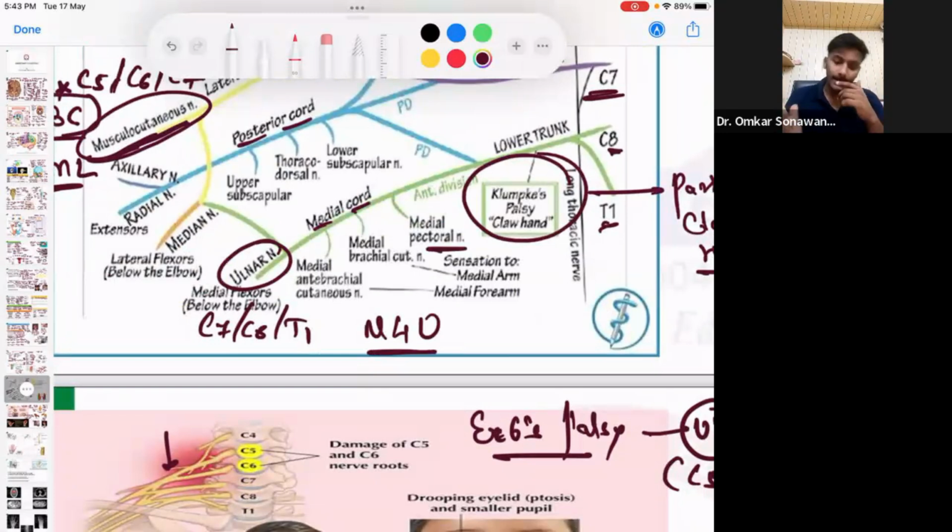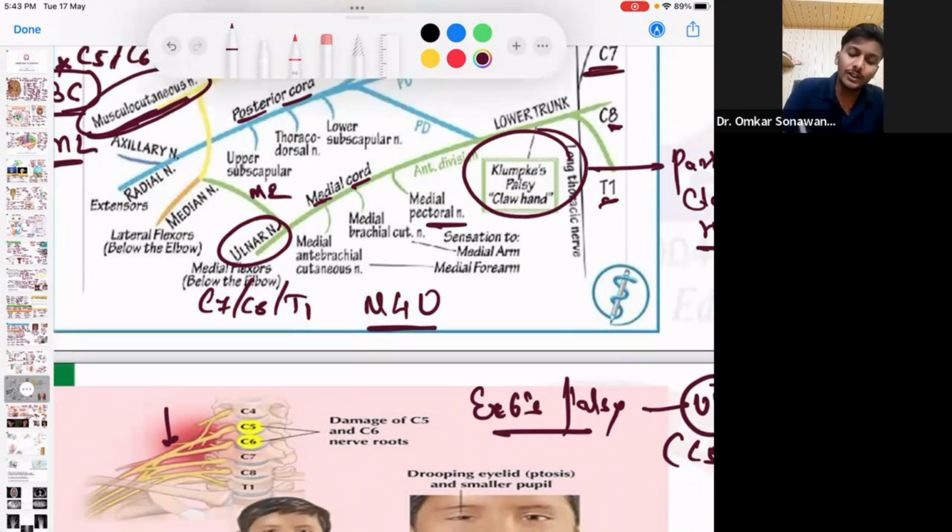Second M goes for the medial root of the median nerve. Okay. Next, usually the third M goes for the medial cutaneous nerve of arm and medial cutaneous nerve of forearm. As I told you, lateral cutaneous nerve of arm and lateral cutaneous nerve of forearm are branches of musculocutaneous nerve. But medial cutaneous nerve of arm and medial cutaneous nerve of forearm arise from the medial cord.